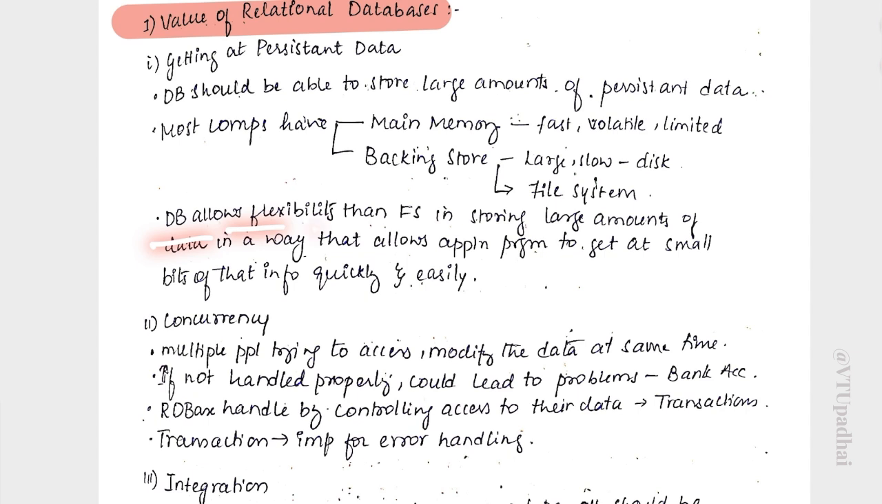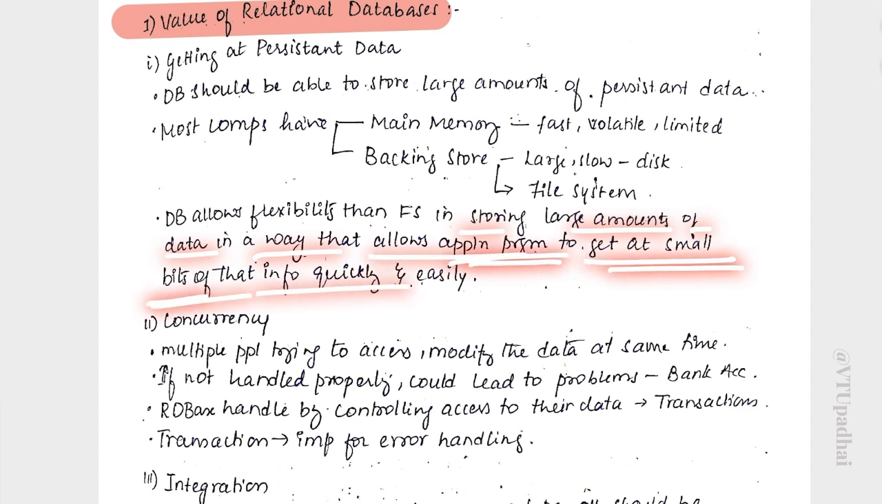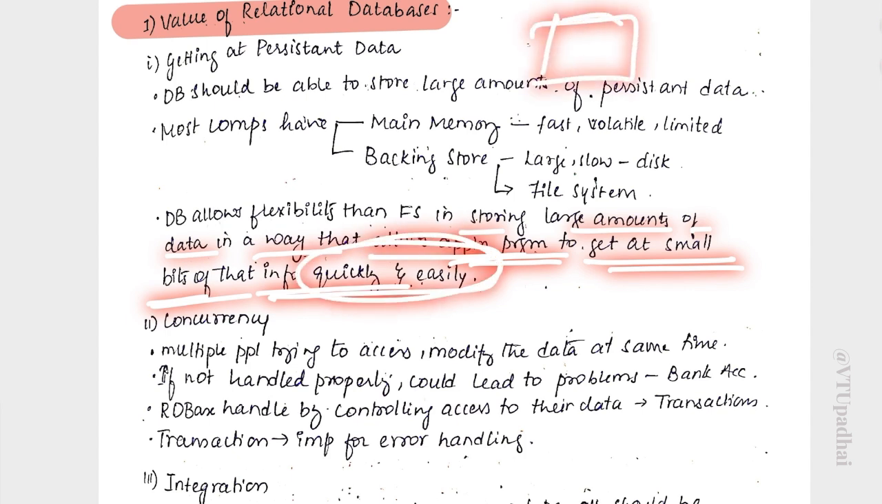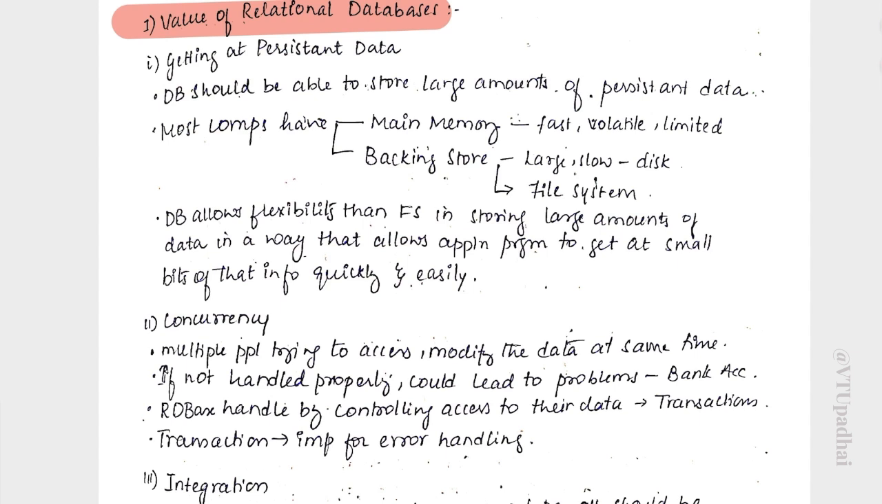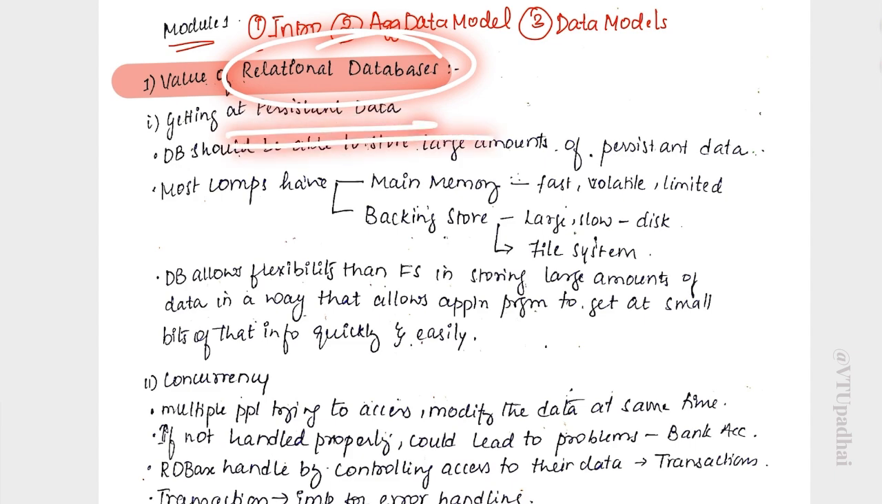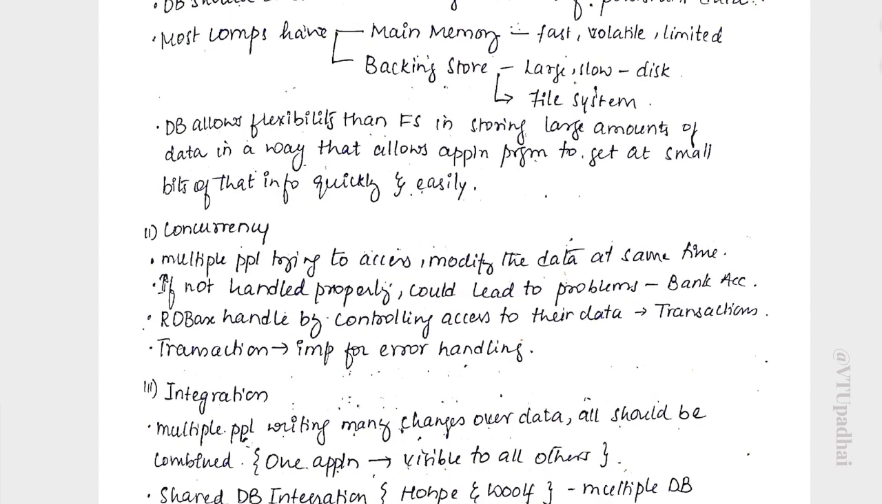So database allows flexibility compared to the file structures in storing large amount of data in a way that it allows application program to get at small bits of that info quickly and easily. So when you're storing the data in your memory, and on the front end you're writing some program to retrieve this data, it has to happen over a quick time, right? So it should not take a large amount of time, and not just that, even the processing should happen quickly. So that is one thing. So by making use of relational databases, it provides a persistent data storage and data retrieval procedure.